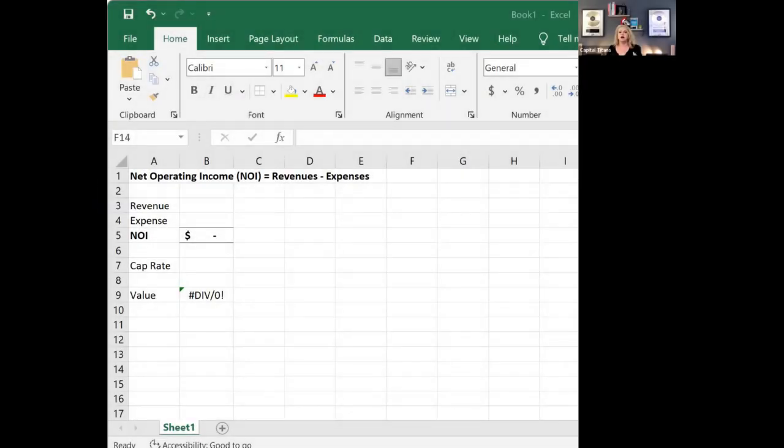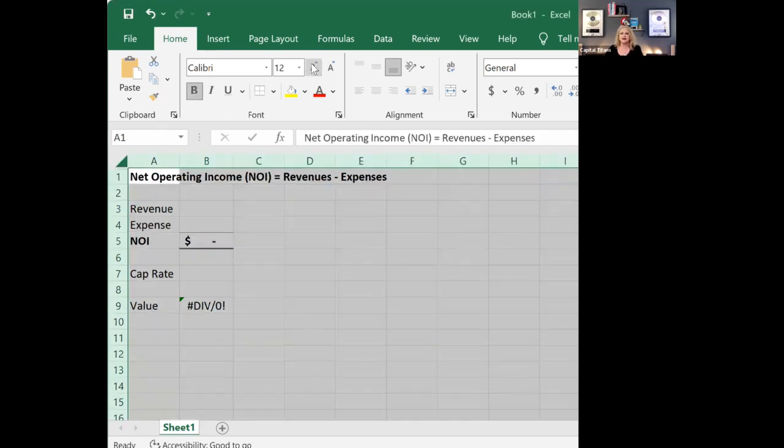Okay, so I want to just demonstrate what I was just talking about and show you how that works as far as the numbers are concerned. I guess we could start by making some of these numbers a little bit bigger so everyone can see them better. All right, let's do that.